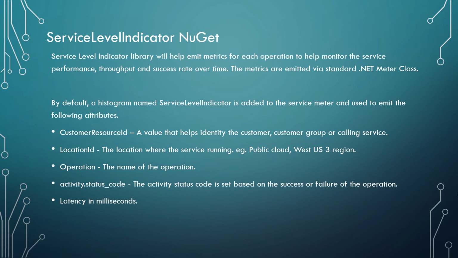Location. The location where the service is running. So when you are running for availability reasons, when you run in multiple regions, you can say this is running in West or East US or whichever part of the world that your service is running. Operation is the name of the operation that we are measuring. And activity status code is where you could say, OK, failed. By default, it is unset. And latency is the amount of time that operation took in milliseconds.